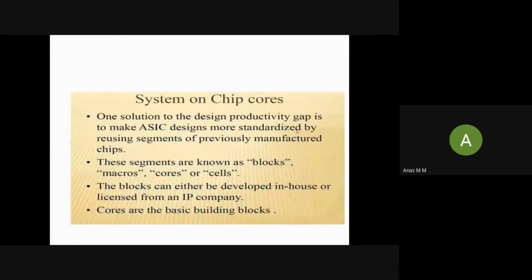One solution to the design complexity productivity gap is to make ASIC design more standardized by reusing segments of previously manufactured chips. These segments are known as blocks, macros, cores, or cells. The blocks can either be developed in-house or licensed from an IP company. IP means intellectual property. Cores are the basic building blocks.